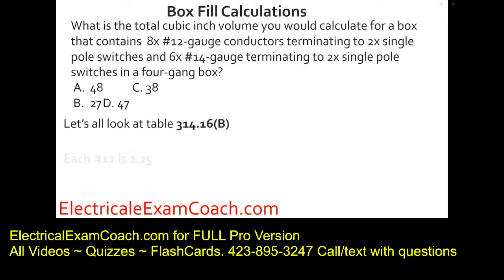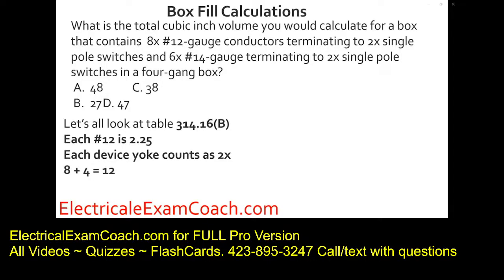We know what each 12 is, and we know that each device yoke counts as 2 based off the largest wire that's terminating to the device. Let's go ahead and deal with our 12s. We know that we have 8 conductors and 2 devices for those 12s, so each one of those devices counts as 2 more, giving us a total of 12 12-gauge conductors. We bear the math out, and we end up with 27 cubic inches.